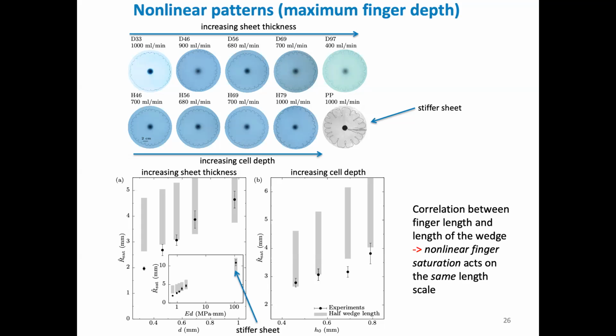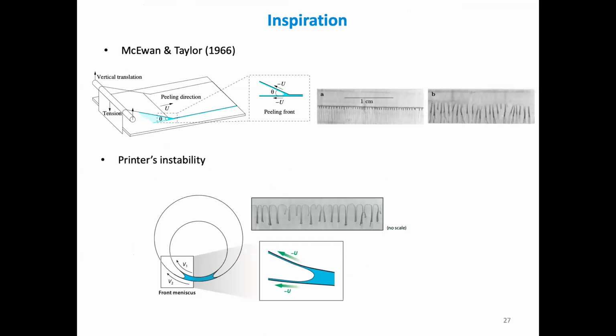We were still adamant that we could make it work, and the reason why we thought that was possible is because we actually got inspiration from these two classical works. So the first one was by McEwen and Taylor, in which they were peeling a sheet off a solid substrate, which was separated from the sheet with a bit of viscous fluid. And so they would literally just be taking the sheet up at some constant rate. And there you effectively have an interface that propagates at a constant speed.